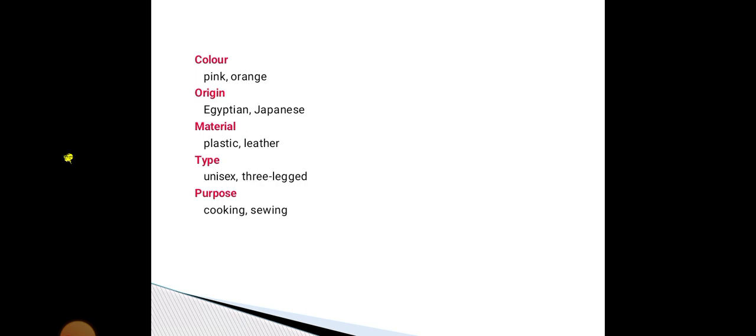Then we can see type. Unisex, three-legged, these come under type. Next, purpose. Cooking, sweeping, these come under purpose. So what is an adjective? An adjective is nothing but describing the noun.